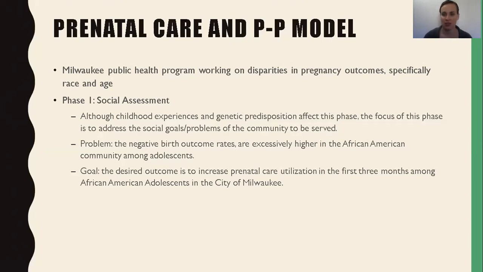It's very wonky. It's very much tailored towards public health, but by reading through it and kind of glancing at it, you could get some ideas specifically about phase 1, which is the social assessment. What Milwaukee is doing is that they know that childhood experiences and genetic predisposition, what we've talked about in all of these slides, the genetic makeup that we inherit, and also the experience of the mother while pregnant and their early childhood experiences, definitely affect this phase.